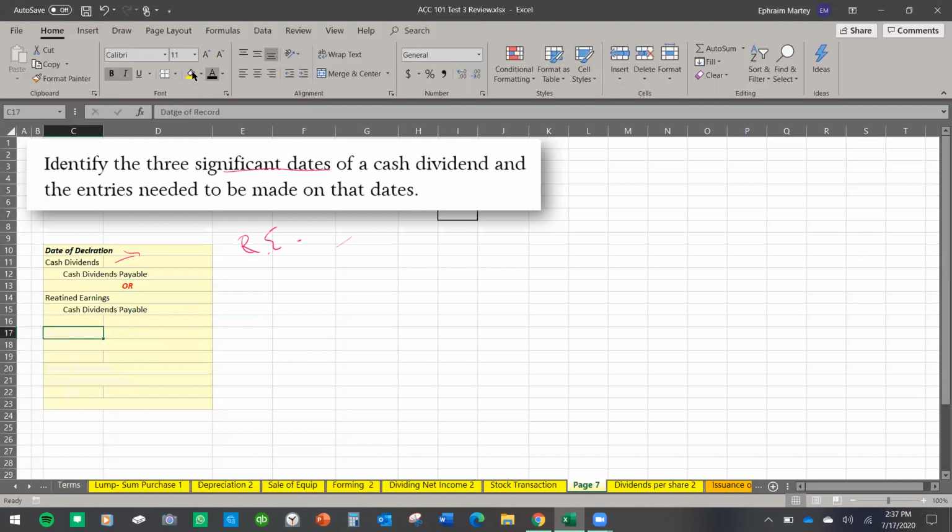The second date is the date of record. On the date of record, you don't do anything, no entry. Then the date of payment is when you are going to credit cash, because cash is going out. You are going to debit the cash dividend payable to get rid of your debt. So when you declare, now you are liable. You have to pay that. That's a liability, money you have to pay. And when you pay, then you get rid of that.